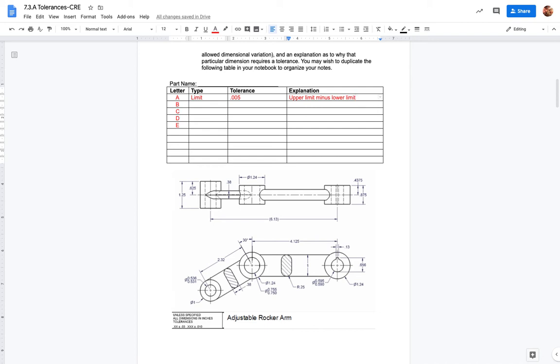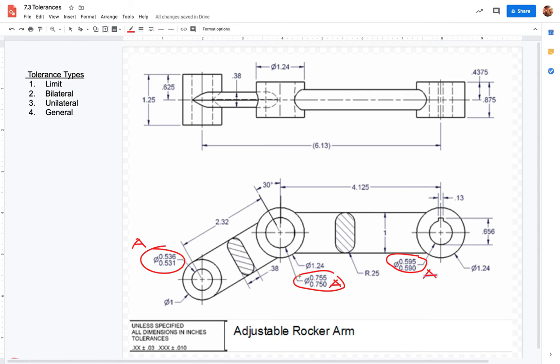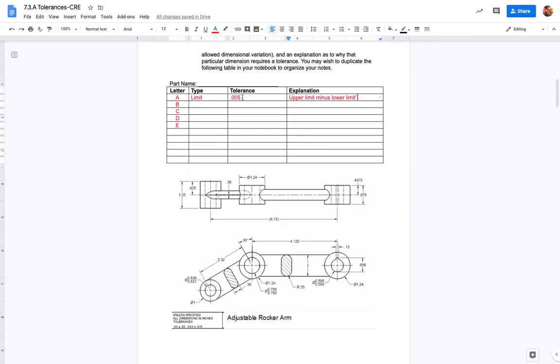Okay, so let's go back over there. Now if we take a look at each of those three, you'll see the upper limit, 0.755, minus the lower limit gives you 0.005. The upper limit, 0.955, minus the lower limit, 0.590 gives you, again, 0.005. So all three of those dimensions are limit dimensions and have the same tolerance. So then we could group those and put them under the same letter A, for example. Okay? Let me get rid of that extraneous quote.